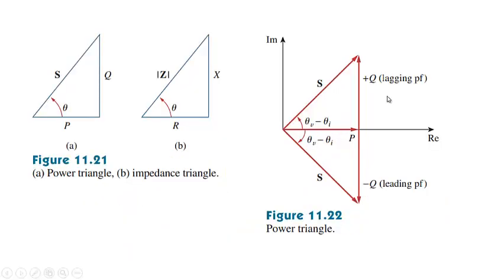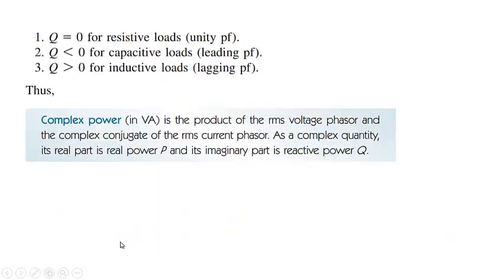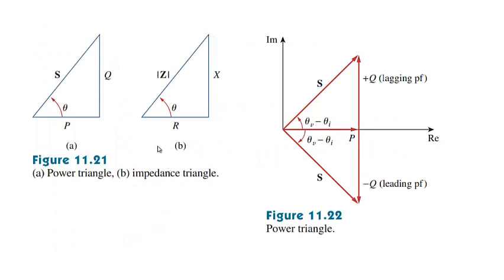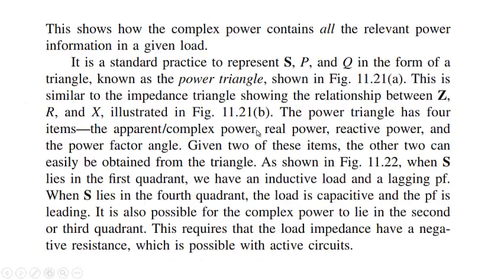So that means when this is in the fourth quadrant, Q is negative, power factor will be leading, and the load will be capacitive. One more thing that is very important: it is also possible for a complex power to lie in the second quadrant and the third quadrant. That means if this complex power lies in this quadrant, this real power is actually negative.